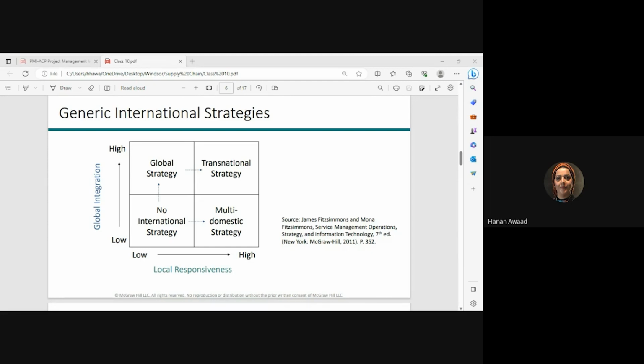So maybe in your case, Hilton follows the global standardization strategy: high global integration, low local responsiveness. Another chain might have a transnational strategy, high in both. But for the first one, the example that comes to my mind is Coca-Cola. If you go to any market, you will find the same bottle, the same shape, the same branding, and the same taste of the liquid inside. It has some variations when it comes to its marketing, but it's the same strategy.